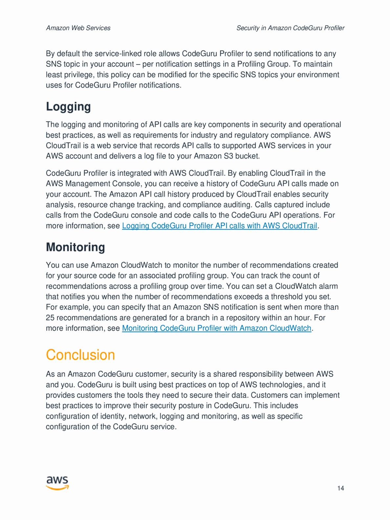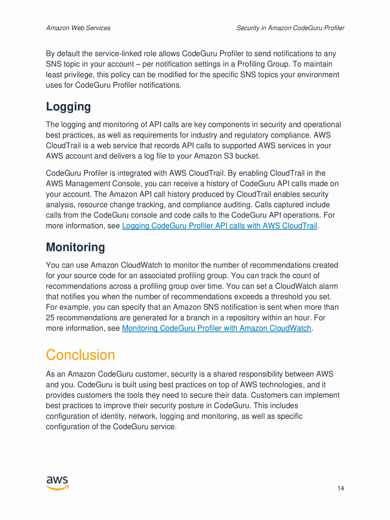By enabling CloudTrail in the AWS Management Console, you can receive a history of CodeGuru API calls made on your account. The API call history produced by CloudTrail enables security analysis, resource change tracking, and compliance auditing. Calls captured include calls from the CodeGuru console and code calls to the CodeGuru API operations. For more information, see Logging CodeGuru Profiler API calls with AWS CloudTrail.